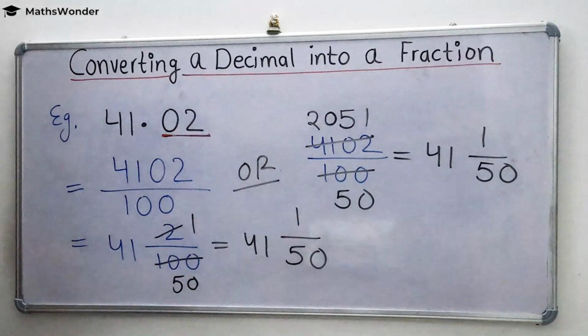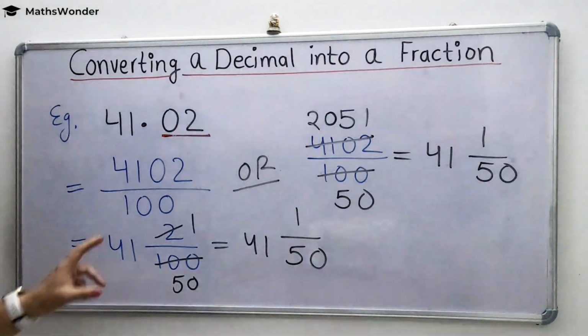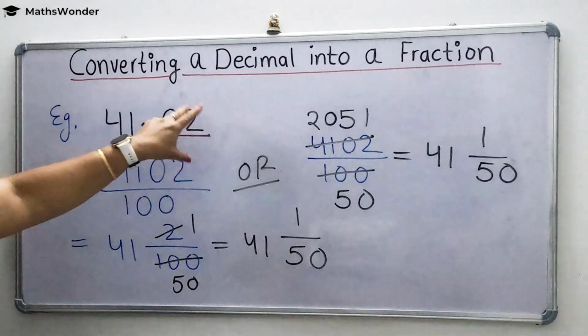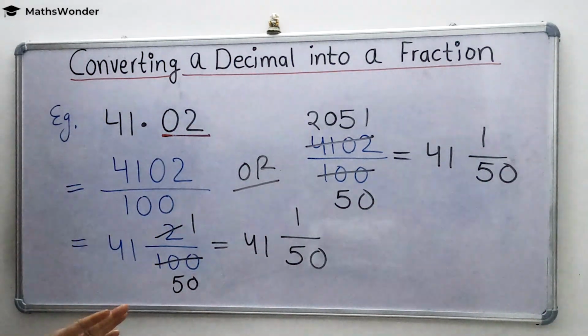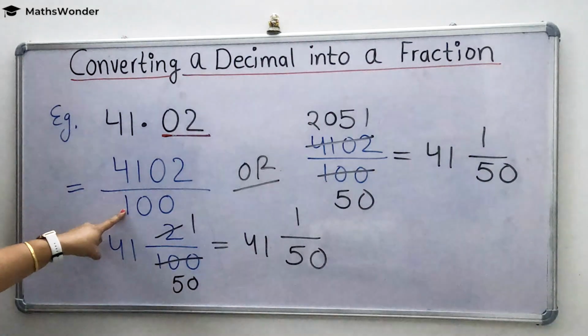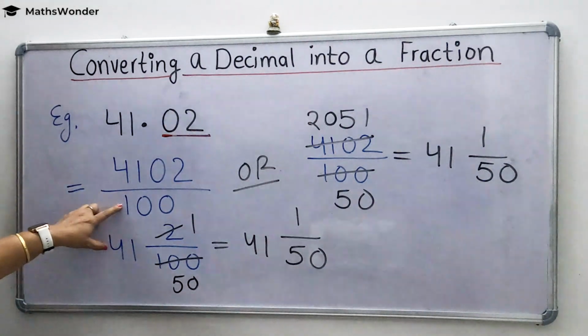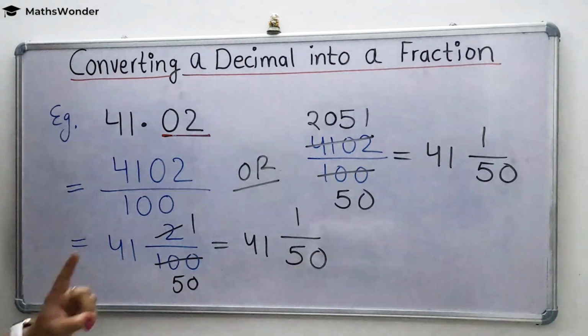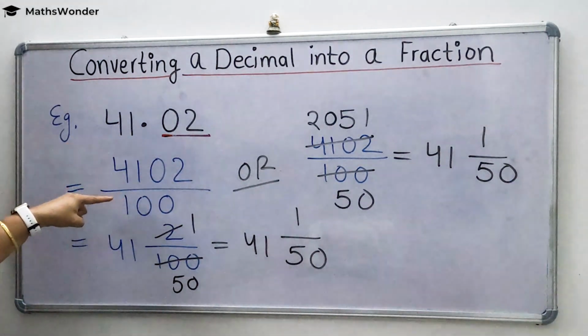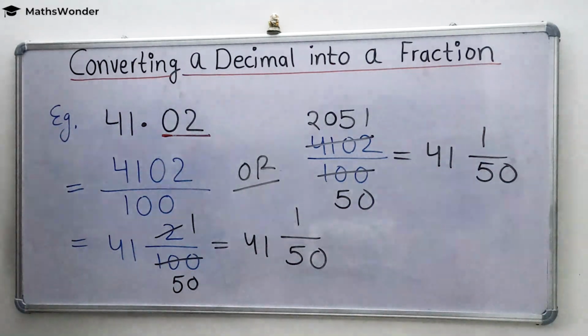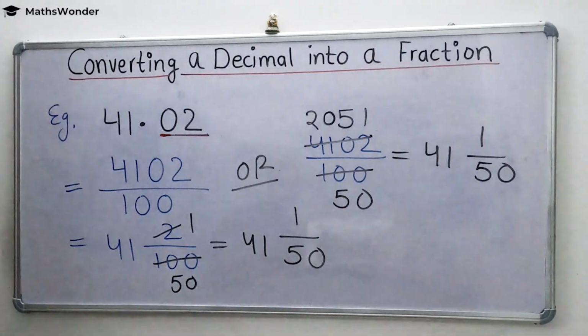Right. So the denominator is not depending on the numbers. You have to just check the number of digits and put the zeros. That is the only way. You will not give it 2, 3, 4 here. No, never. This must be 1 only. This number will never change when you convert decimal into fraction. Okay, so this is the second example. Now come to the third example.